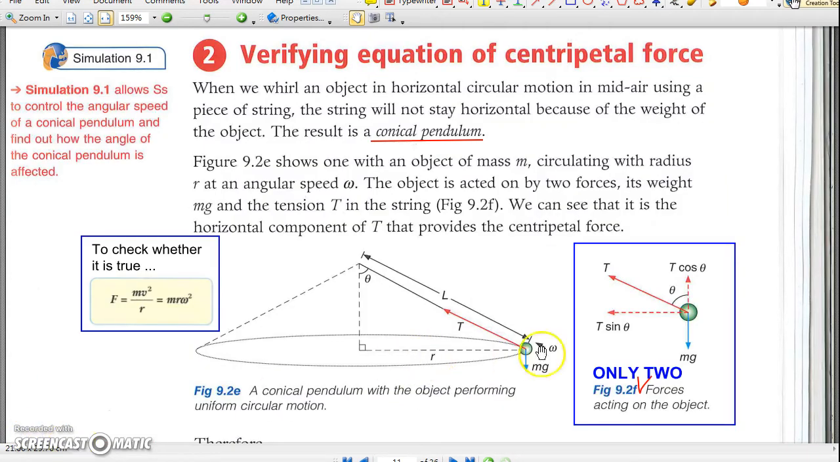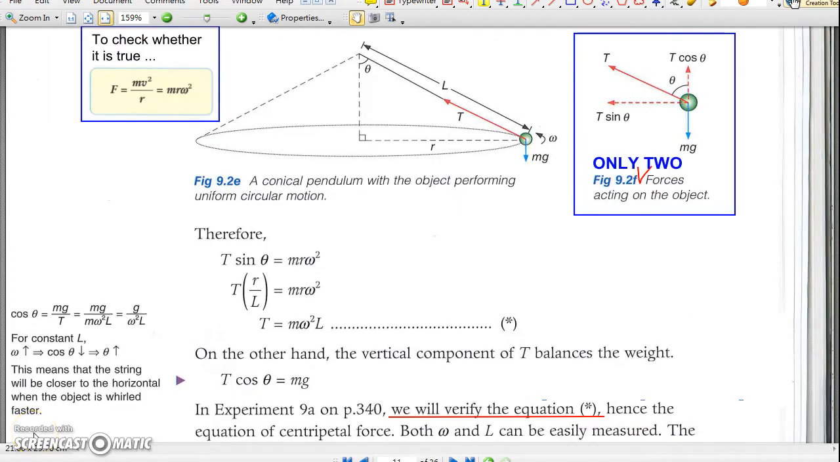On the other hand, when we roll a mass, the string is not horizontal, it forms a conical pendulum. The mass is acted on by only two forces. The net force is the horizontal component of the tension, and it provides the centripetal force for the circular motion. Therefore, if the equation of centripetal force is correct, we should have, in the horizontal direction, T sine theta equals mr omega squared, and so T equals m omega squared L, which is equation star here.